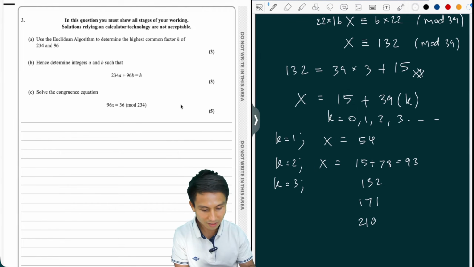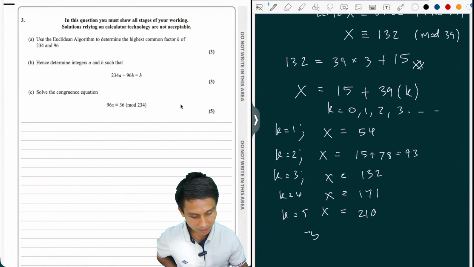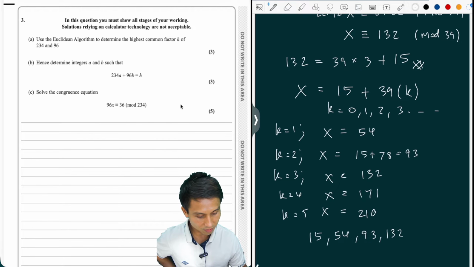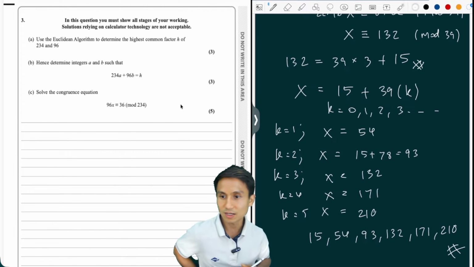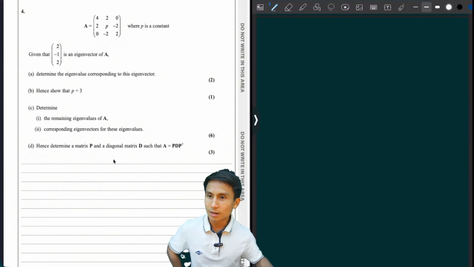Yeah, and that will be all of them. So that would just be all the answers. Let's conclude. So we have 15, 54, 93, 132, 171, and 210. Those are the solutions to the congruence equation there. All right. Number 4.